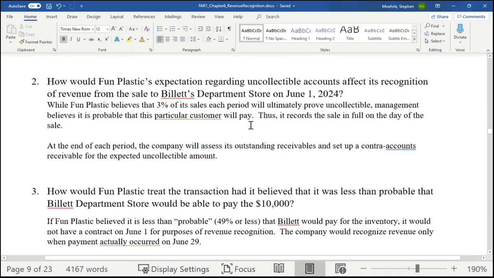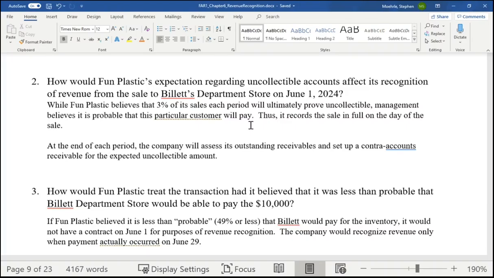The first, how would Fun Plastic's expectation regarding uncollectible accounts affect its recognition of revenue from this sale to Billet's department store? Okay, and I sort of alluded to this when I was discussing it above. While Fun Plastic believes that 3% of its sales each period will ultimately prove uncollectible, management believes it is probable that this particular customer will pay. Thus, it records the sale in full on the day of the sale.